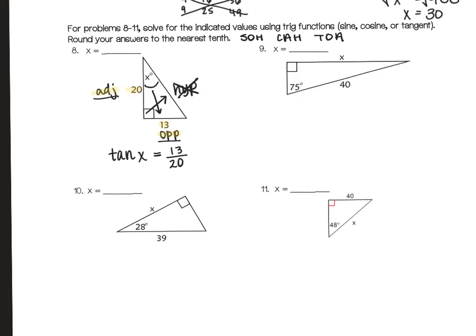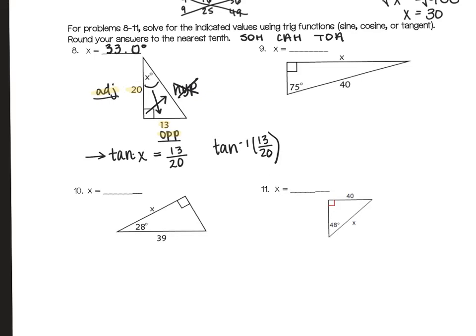Now some of you will recognize that if you're solving for an angle, you should use the inverse. If you set it up like this, you should notice that you need to get tangent away from x. We do that by doing the inverse, so tan inverse, 13 over 20. Then you're just going to type that into a calculator. Remember that whatever calculator you're using, it needs to be in degrees. When you do that, you get 33.02, and the directions say to round to the nearest tenth, so it would just be 33.0.